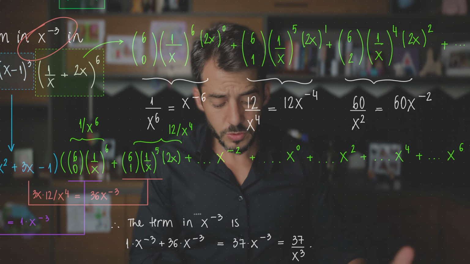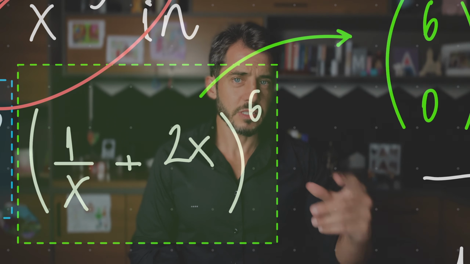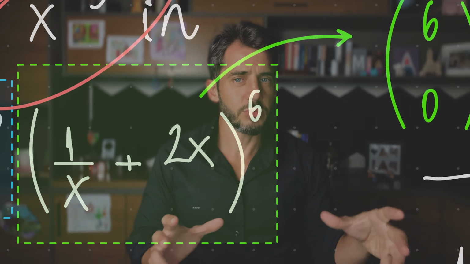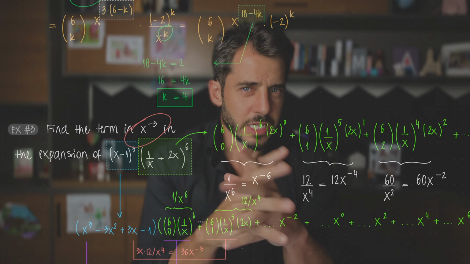If you wanted to expand the whole binomial, 1 over x plus 2x to the sixth, to see this foiling process, you could, if this power is not that high. Now let's jump to the next exercise.